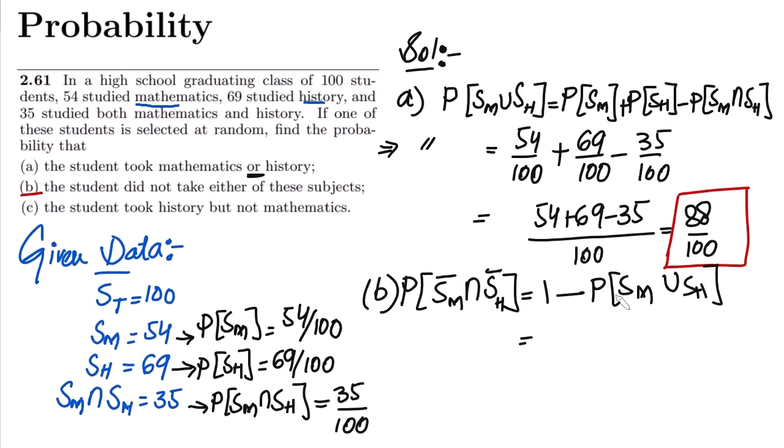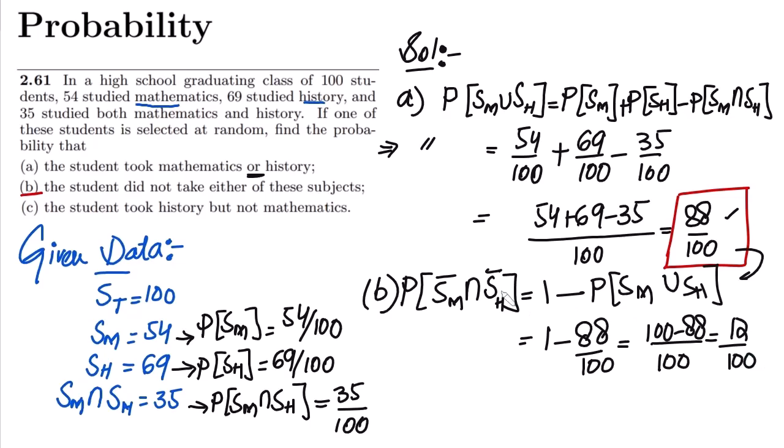Now we have already found the value of this one here, so let me put it here. That would be 1 minus 88 divided by 100. Finding it, I will get 100 minus 88, so it will be 12 divided by 100. Okay, so that is the solution of part B, which I have found here. That is what we had to find out.